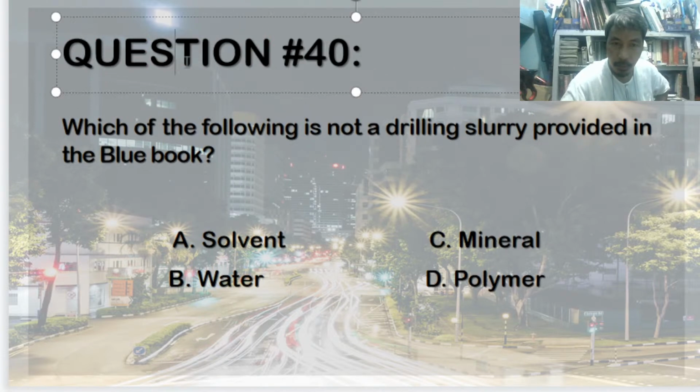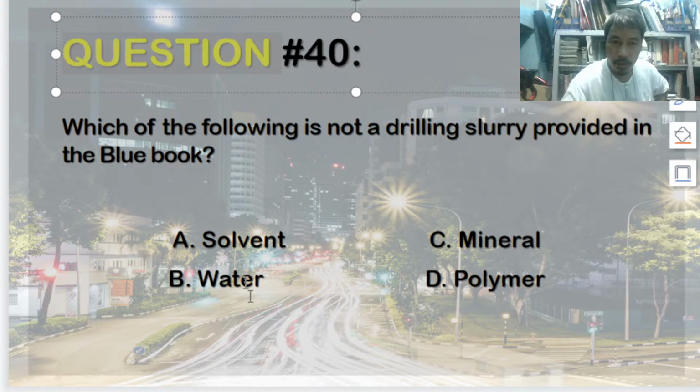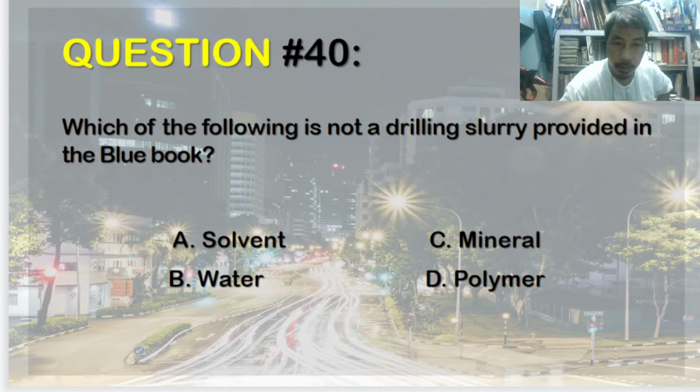So question number 1 for the fourth batch of questions. Which of the following is not a drilling slurry provided in the blue book? A, solvent. B, water. C, mineral. D, polymer. So which of the following is not a drilling slurry provided in the blue book?